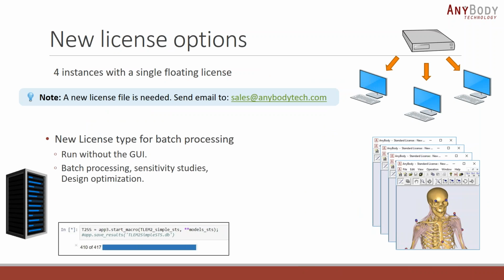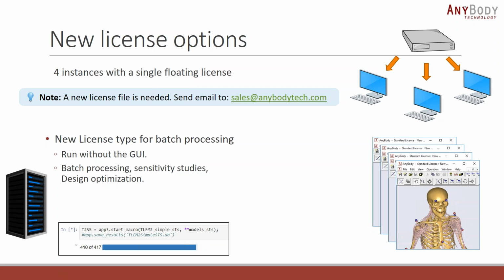There are also some new licensing options in AnyBody 6.1. The most important one is that now you can run 4 instances with a single floating license. For people with the floating license option, that is quite significant. The previous limitation was a big problem, at least for some. You should just note that you will need a new license file to get this to work. But if you have maintenance, send us an email, and we will give you a new license file that allows you to run 4 instances of AnyBody on a single floating license.